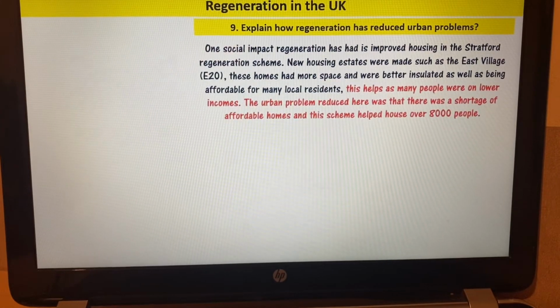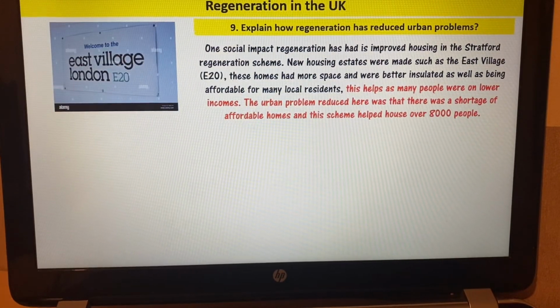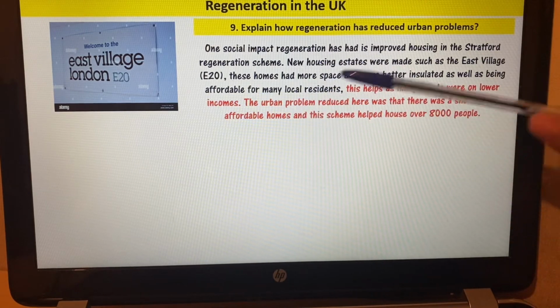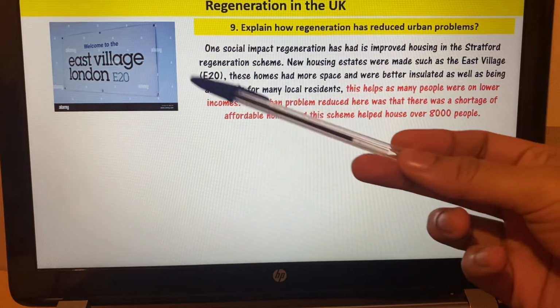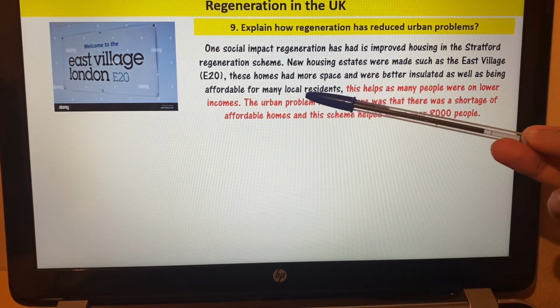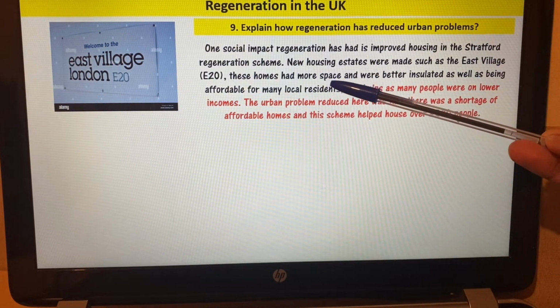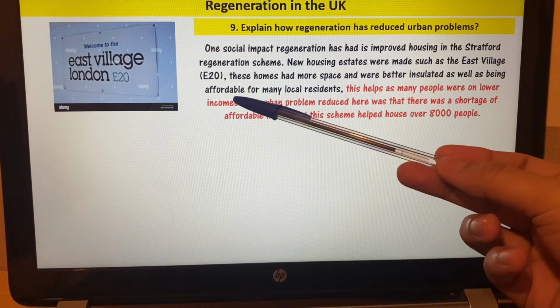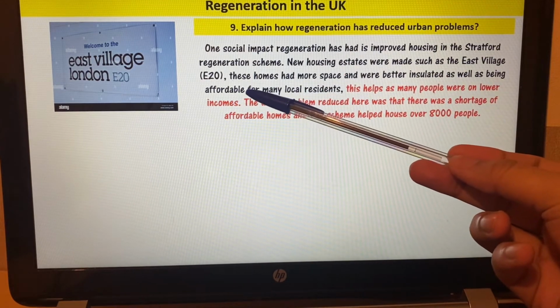So, I start off with the East Village. Remember, the East Village was that they improved housing within this area. They built hundreds of new homes, especially with this village as an example, the East Village. These homes were what? They were much better because they had much more space. They were new builds. They were better insulated. And they were, most importantly, affordable for local residents.